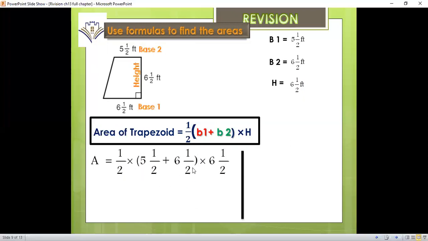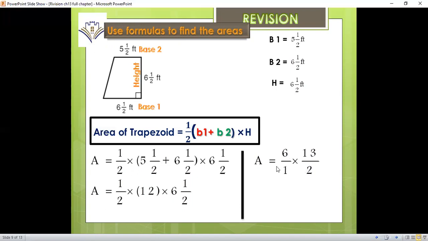Then we should find the sum of them. 5.5 plus 6.5 equals? Half and a half means 1, and 6 plus 5 is 11. Then 11 and 1 equal 12. Then it's half multiplied by 12 multiplied by 6.5. Half of 12 is equal to 6. Then 6.5 means 6 multiplied by 2 equals 12 plus 1 equals 13 divided by 2.